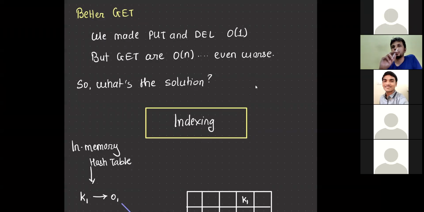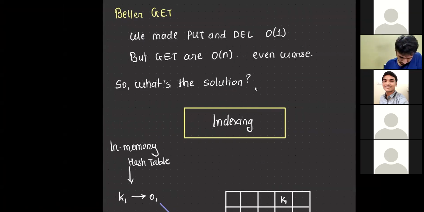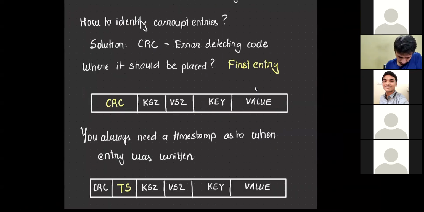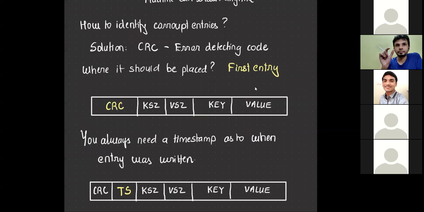Let me take a question. Yeah, Bhupendra. Arpit, can you just repeat the CRC part? So we write the CRC, then we write everything, and let's say when we are writing the value, the machine crashes. How would I know?